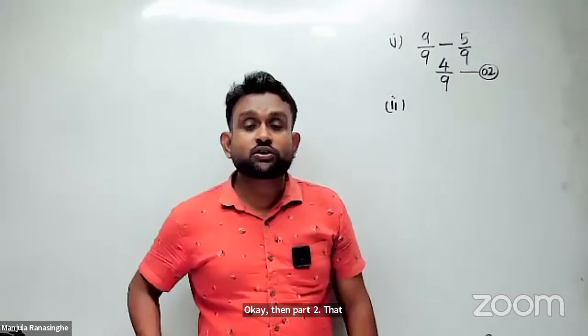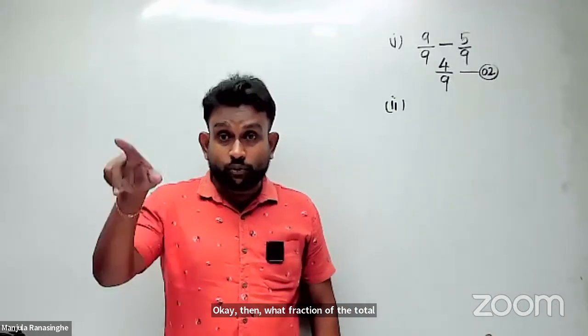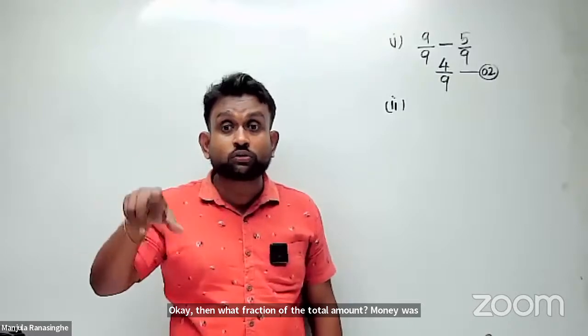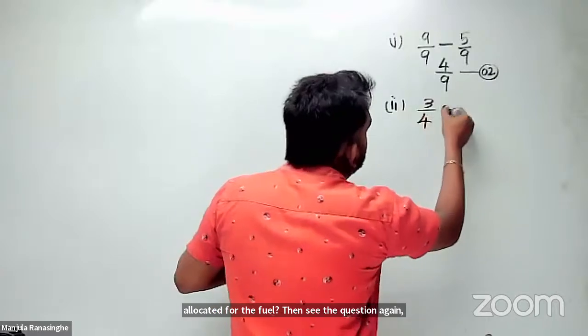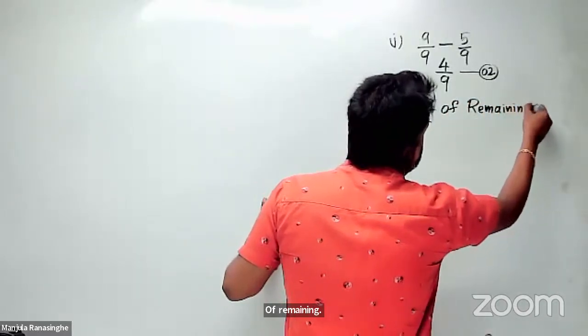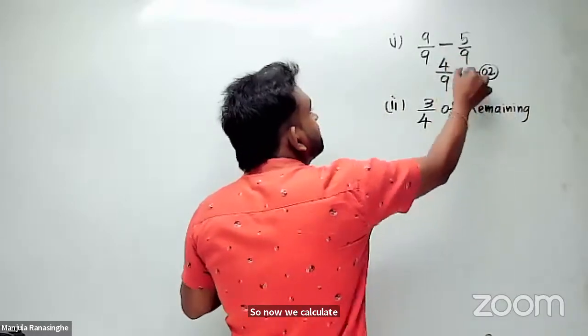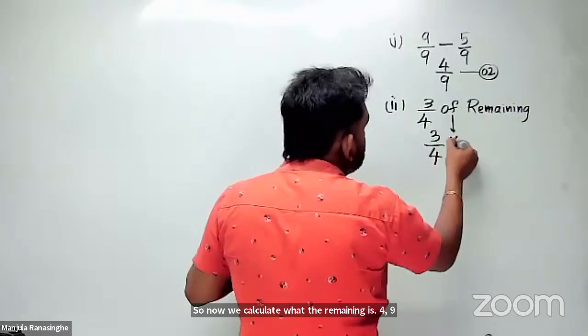Then, what fraction of the total amount of money was allocated for the fuel? See the question again: 3/4 of the remaining. Write the expression, 3/4 of remaining. So now we calculate the remaining. Remaining is 4/9. Take that here. 3/4 of, in maths, means multiplication.